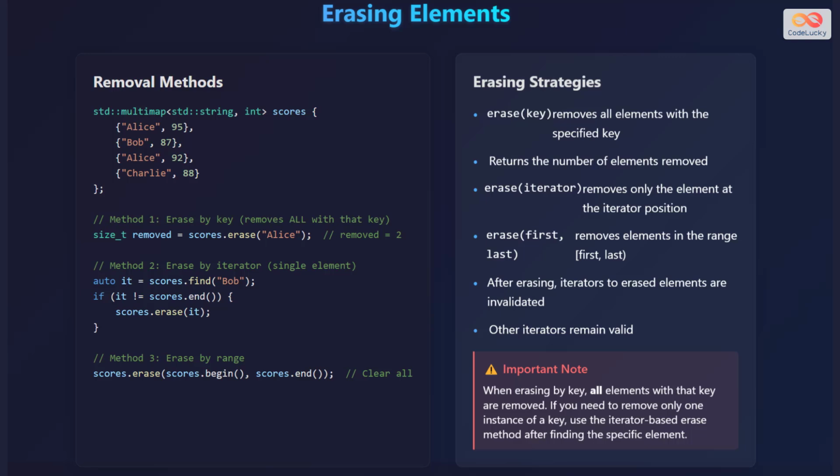If you want to remove all elements from the multimap, you can use the erase function with a range specified by two iterators, in this case scores.begin() and scores.end(). After erasing elements, any iterators pointing to those elements become invalid. However, other iterators remain valid. Keep in mind that when you erase by key, all elements with that key are removed. If you only want to remove one instance of a key, use the iterator-based erase method.